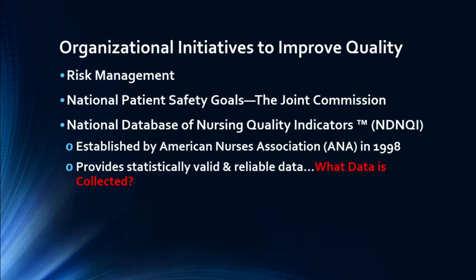There's the NDNQI indicators, which were developed by American Nurses Association in 1998. It does provide important statistical, valid, and reliable data. Data may be used by organizations to improve client care. Data may also be used to identify relationships between nursing staffing levels and client outcomes.